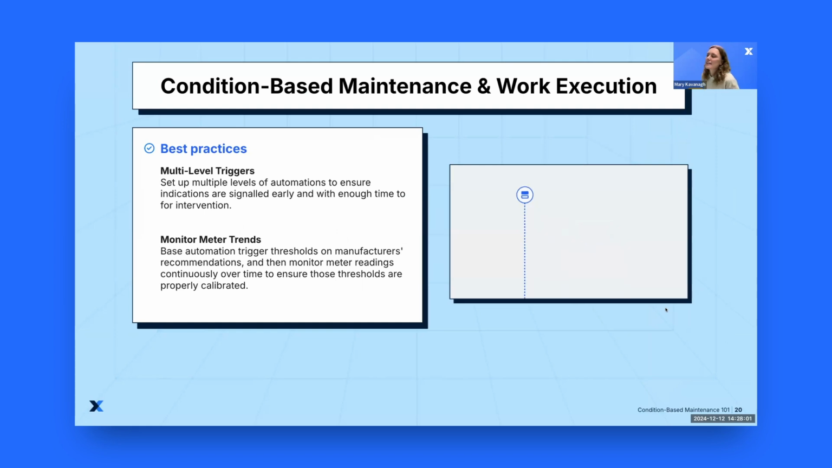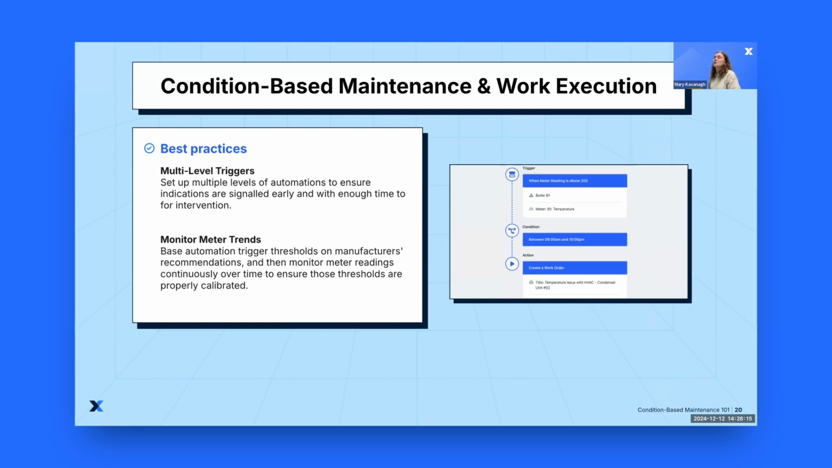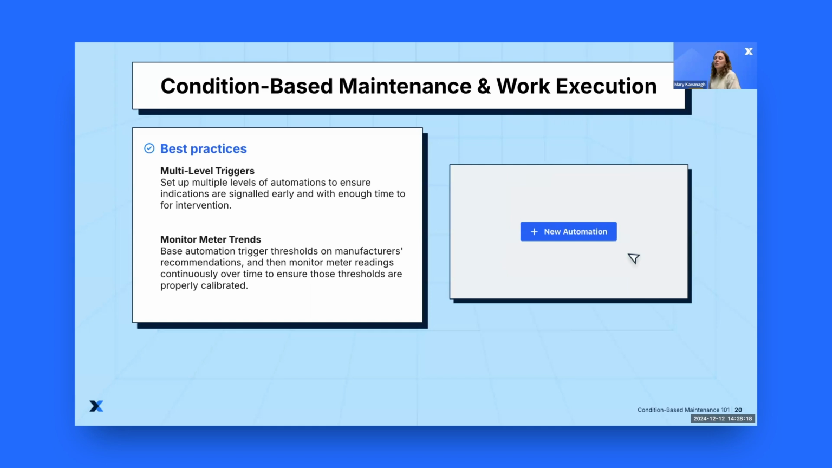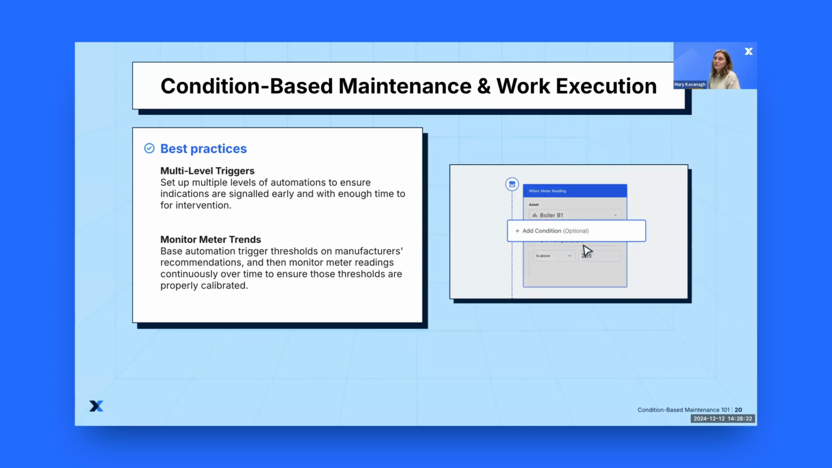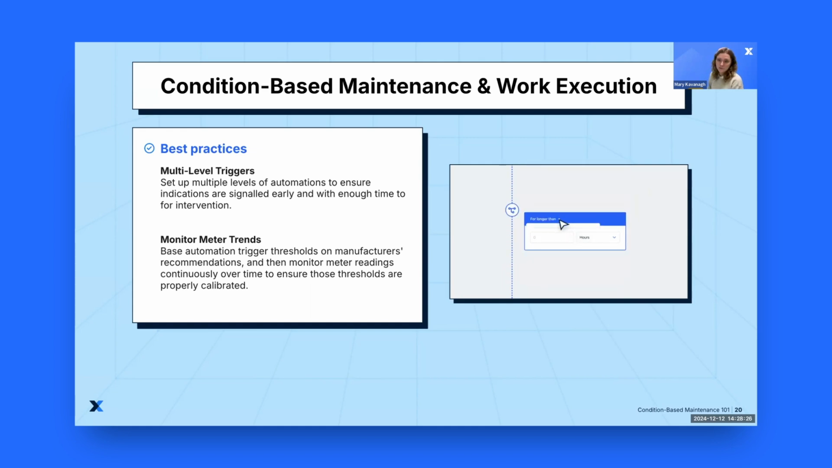So some best practices here, multi-level triggers. Set up multiple levels of automations to ensure indications are signaled early and with enough time for intervention. A great example of this would be, okay, I've got a bunch of molds. I know that I need to do maintenance to them every 100,000 cycles. I want a notification at 95,000 cycles so that I have enough warning to actually take that out and get it ready for maintenance.